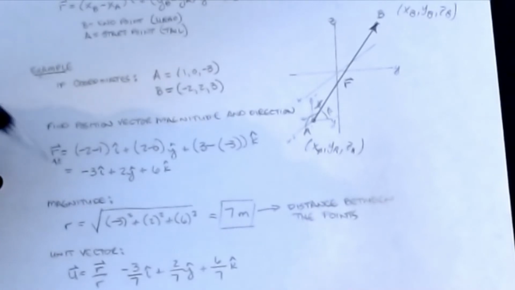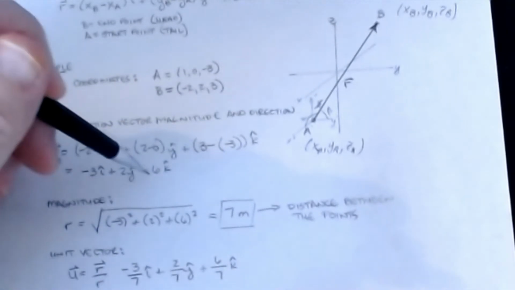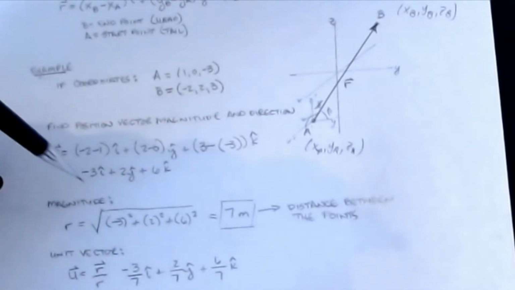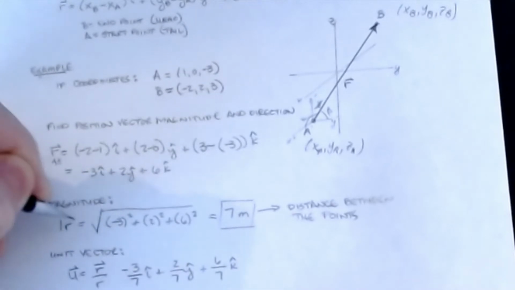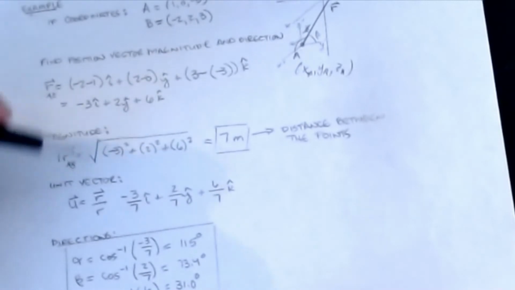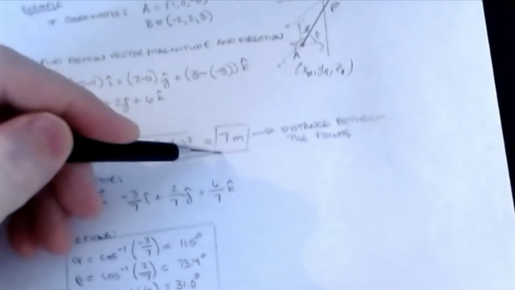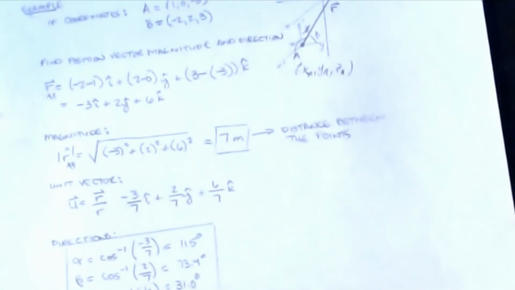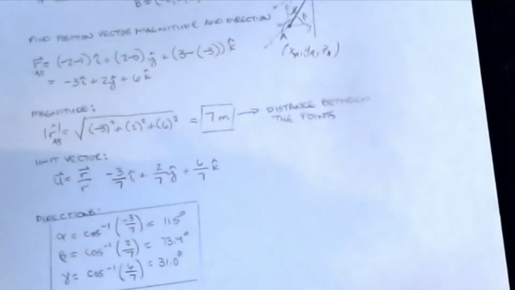Now the thing that's cool about this is I can do a three-dimensional Pythagorean theorem on this, which is basically taking each of the components in the x, y, and z directions, squaring them, adding them together, and taking the square root to get the magnitude of my r from A to B. So I take my minus 3 squared plus 2 squared plus 6 squared, add all that up, take the square root, and you'll find the distance from A to B is 7 meters. That's the straight line distance in space between A and B. So that would be my magnitude.